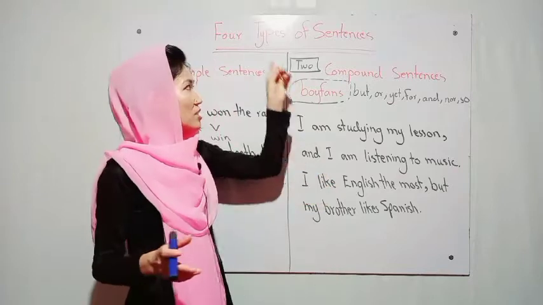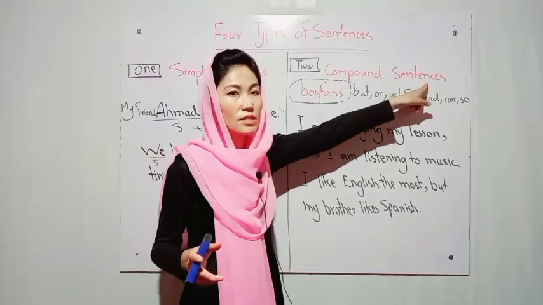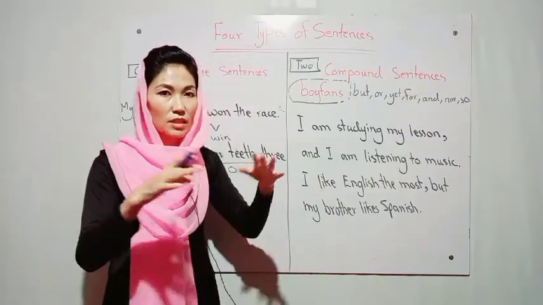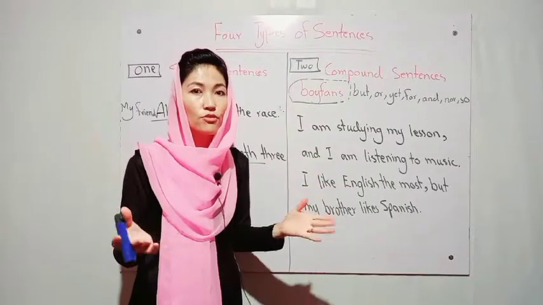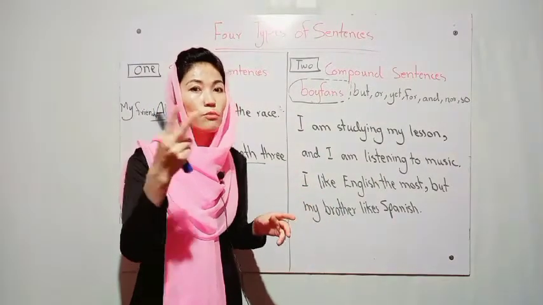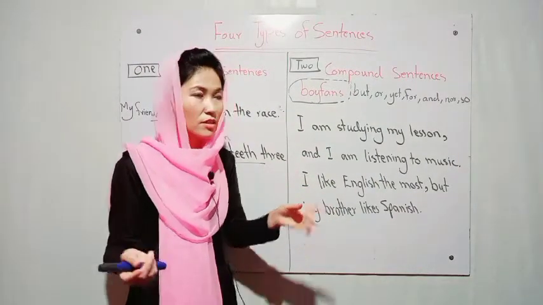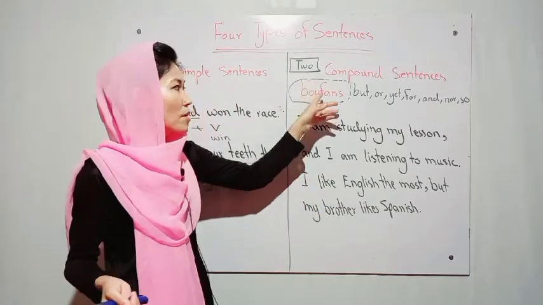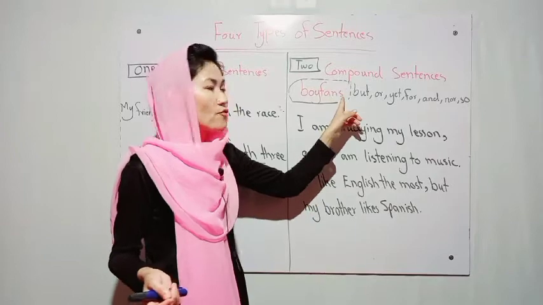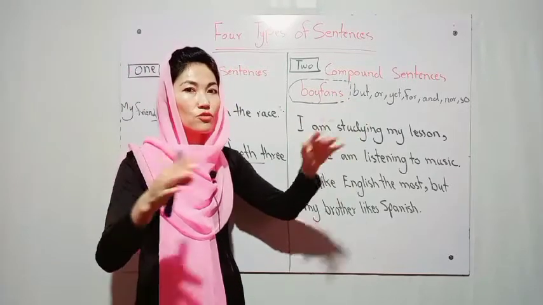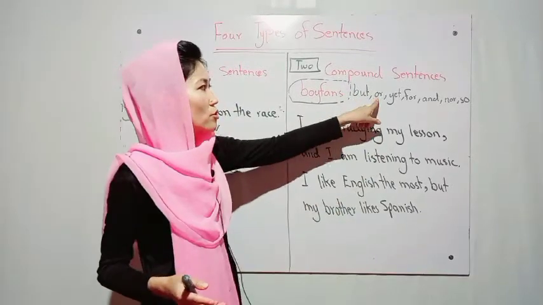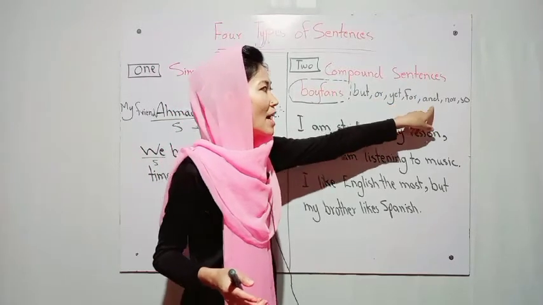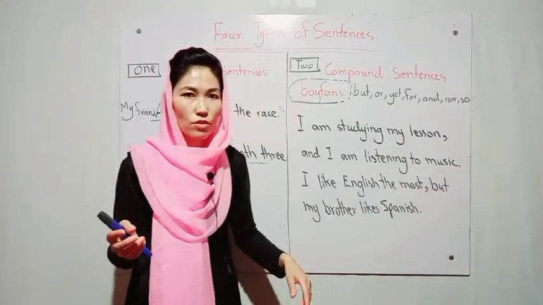The second type of sentences is compound sentences. Compound sentences are a combination of two or more independent clauses by conjunctions like but, or, yet, for, and, nor, or so.